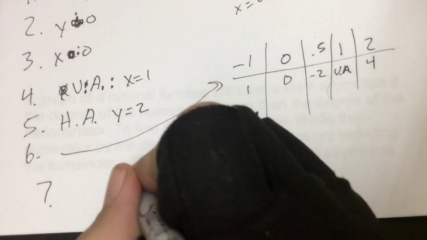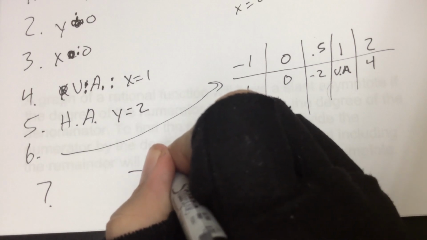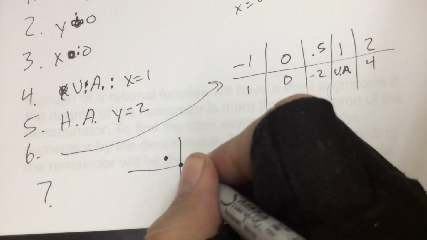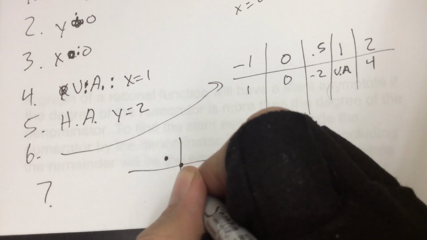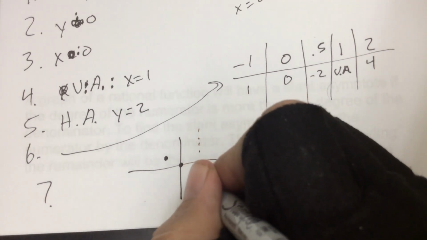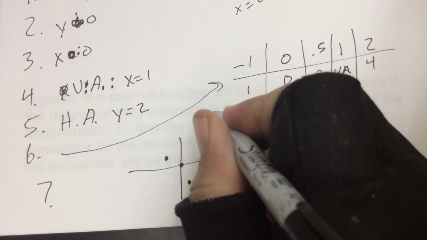so I'm going to plot these points. So at negative 1, I'm at 1. 0, I'm at 0. At 0.5, I'm at negative 2. At 1 here, we have a vertical asymptote. And at 2, we're going to be at 4.